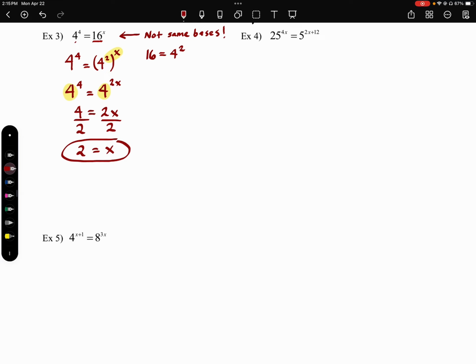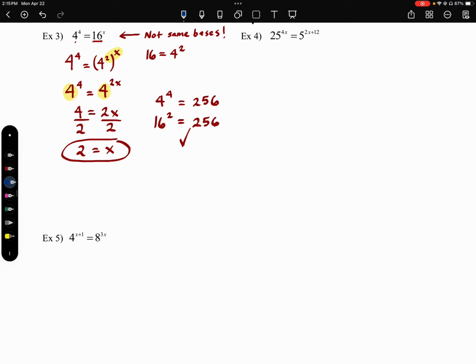Now to check that one, we could say, all right, well, 4 to the 4th power, if you do that on your calculator, ends up giving us 256. And then we take our 16 and put our 2 in for x, so 16 squared is also 256. So we know that this works. We've just checked it. All right, let's go on to example 4.